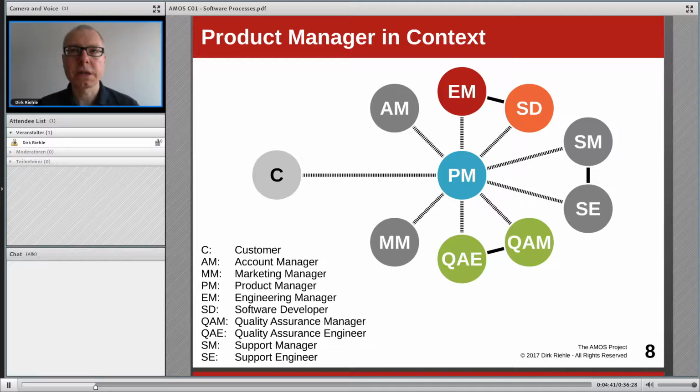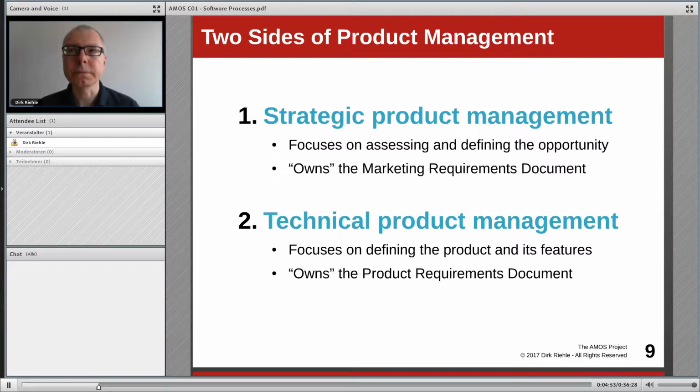In addition, there's the other side where a product manager needs to talk with customers or people representing a market, marketing managers, etc. We can distinguish, without going into too much detail here, strategic product management from technical product management.